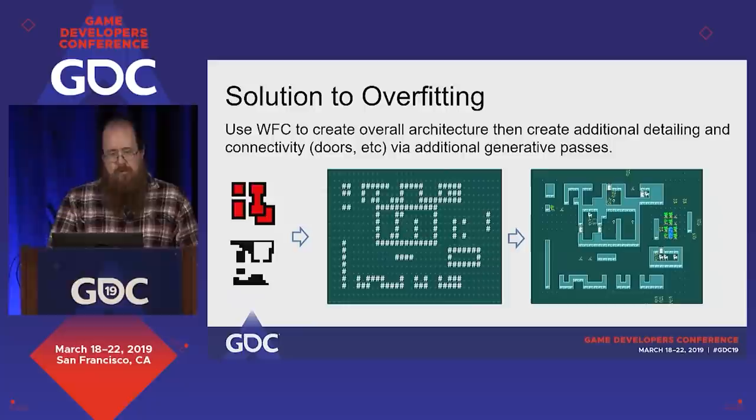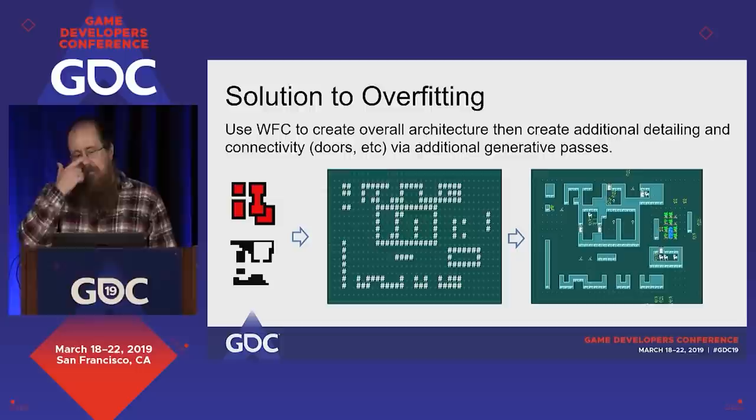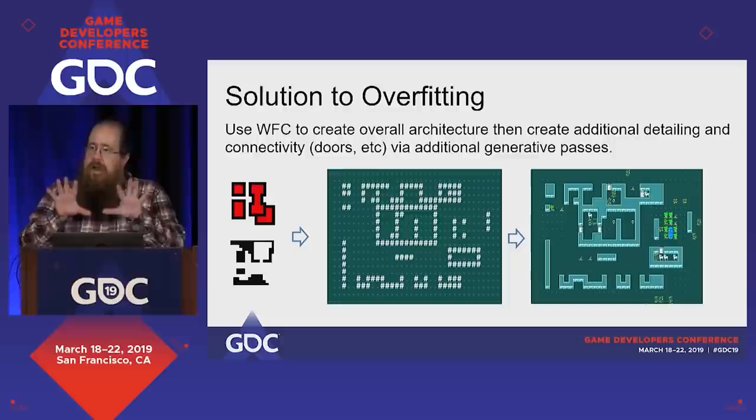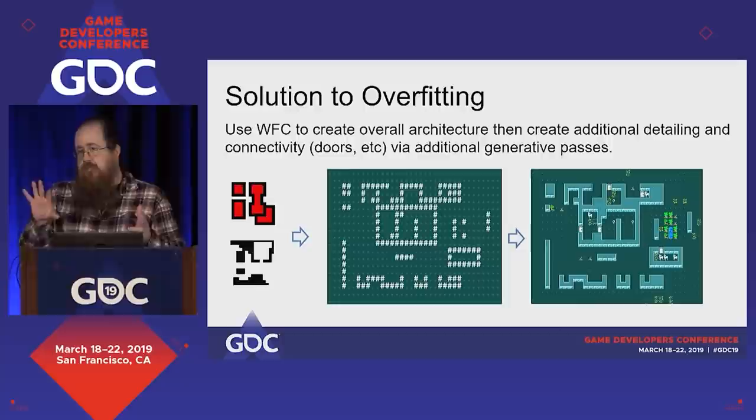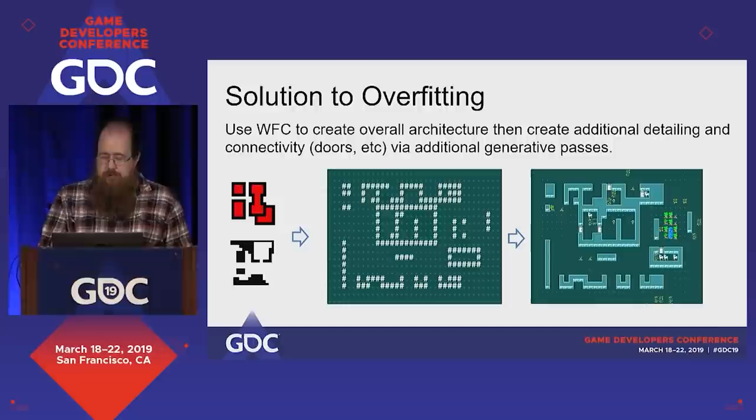How do we deal with overfitting? The solution to overfitting was pretty simple, which was to use the output of WFC in order to generate high-level wall structure, and then use a post-processing pass to generate the more detailed things like doors and furniture. You can imagine a bunch of ways to do this. I'm going to show you one of the full run-throughs that we did to get a level in Caves of Qud. So here's a real simple example.